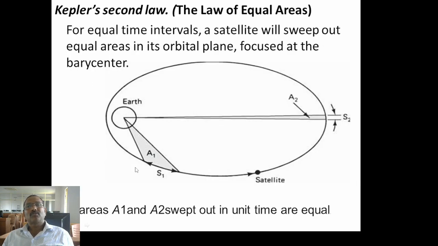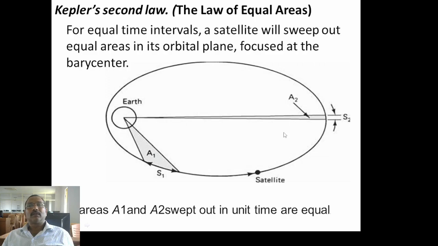Then about Kepler's second law, it's also called the law of equal areas. Saying about the second law, for equal time intervals, a satellite will sweep out equal areas in its orbital plane, focused at the barycenter. The focus will be at the barycenter.